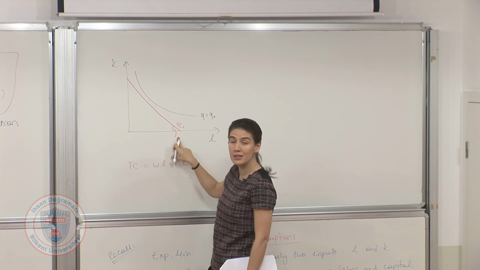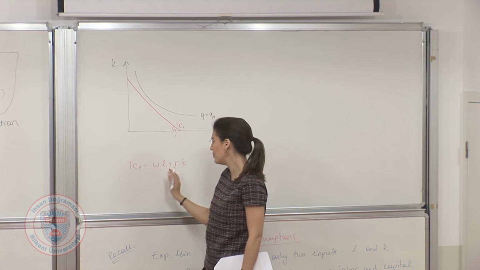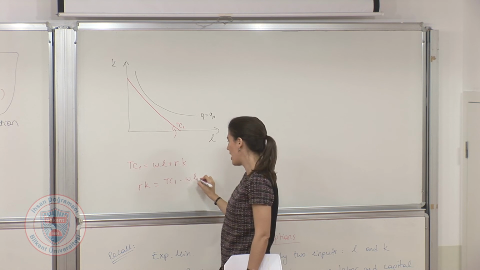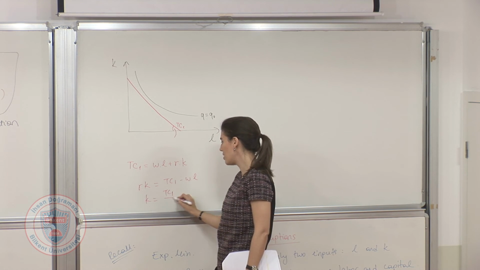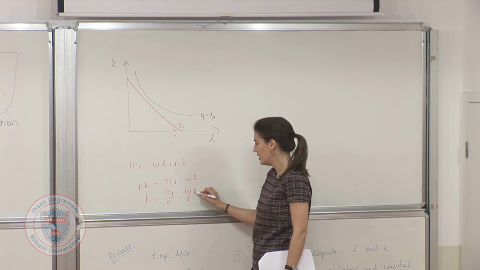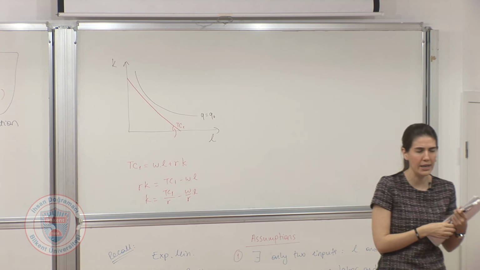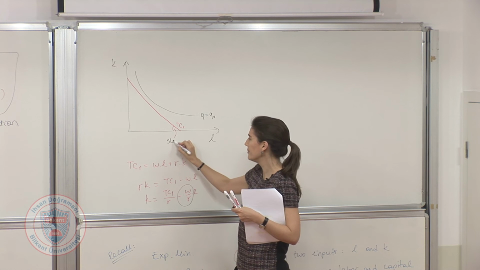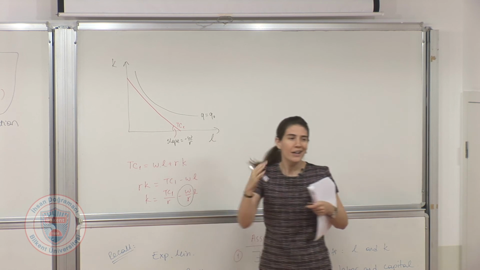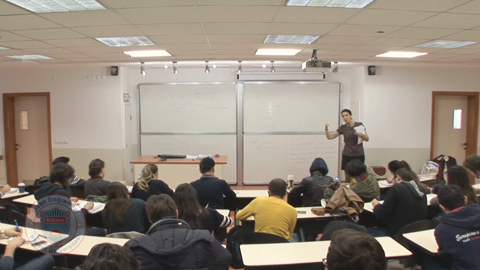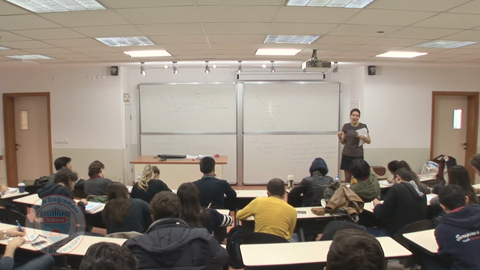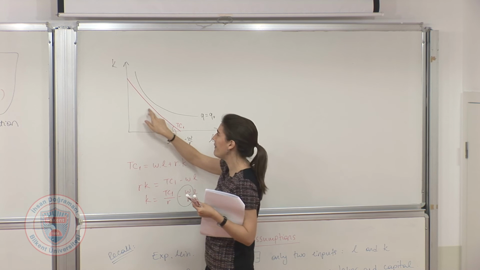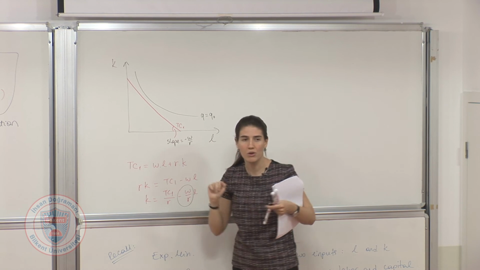So what is the slope of this? We can easily figure this out. We can say R times K equals total cost 1 minus wage times L, right? K is equal to total cost 1 divided by R minus wage over R times L. What is the slope of this line? Minus wage over R, right? Apparently, the slope here is minus wage over R. Remember, what was the slope of the expenditure line or the budget line? Minus PX over PY, right? So very similar, okay?